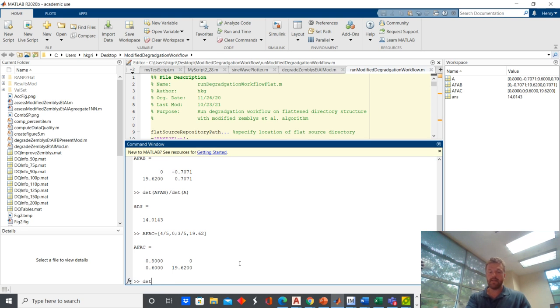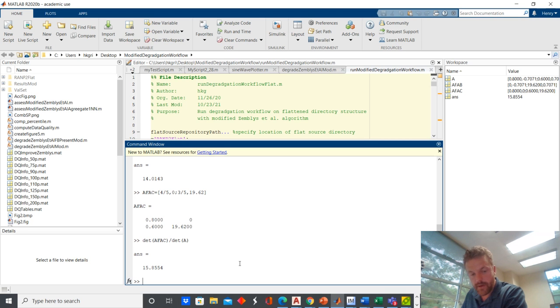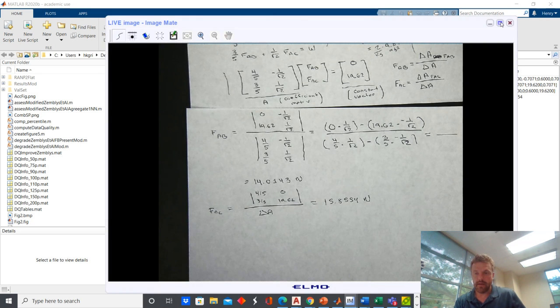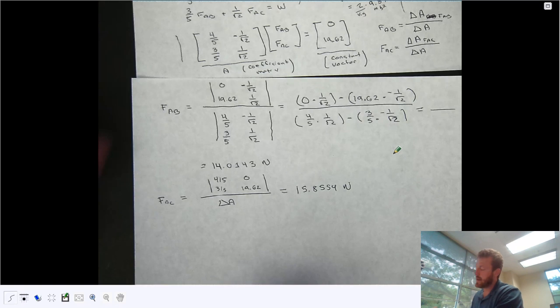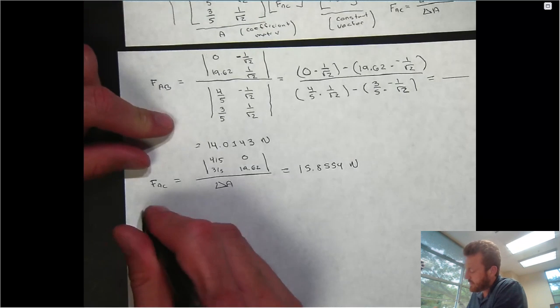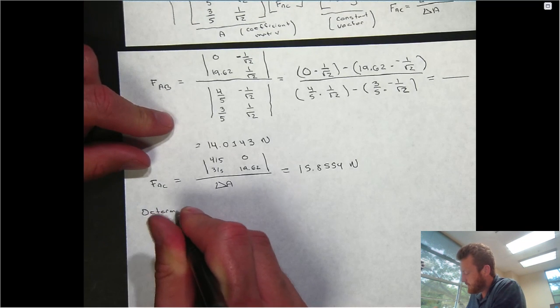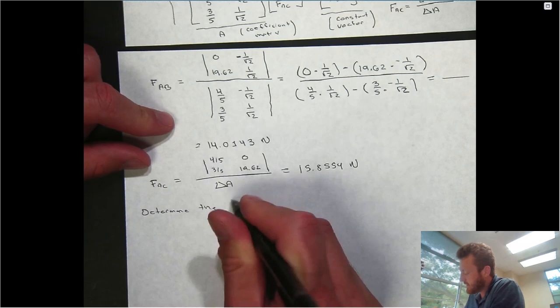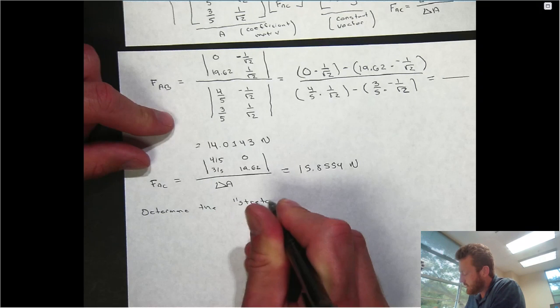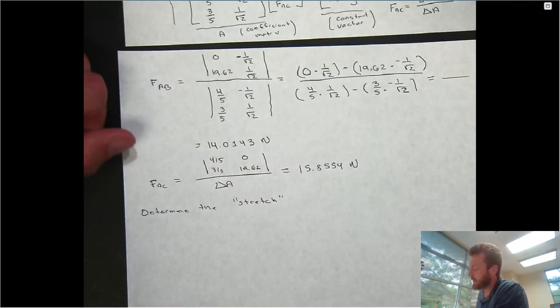And then we will say that in order to get our next quantity, we'll take the determinant of that augmented matrix divided by the determinant of A, and we will get 15.8554 newtons. Again, I'm not rounding yet because we're not to the actual final step. So the final step is, now that I know each of those forces, we'll actually determine what the book is calling the stretch, but really it's the displacement of each of those springs from equilibrium.